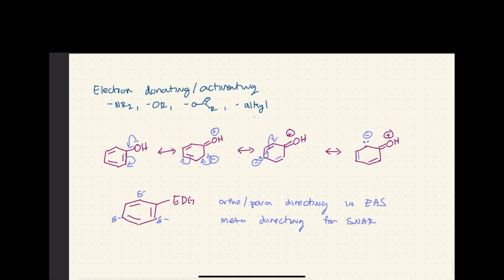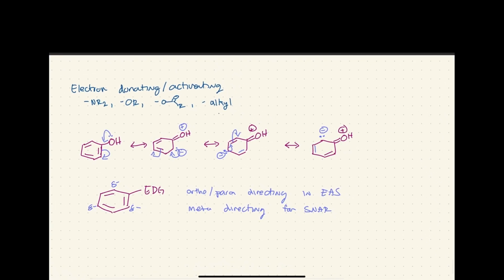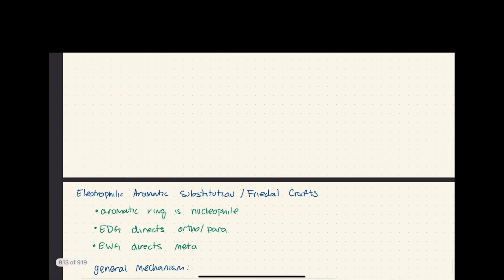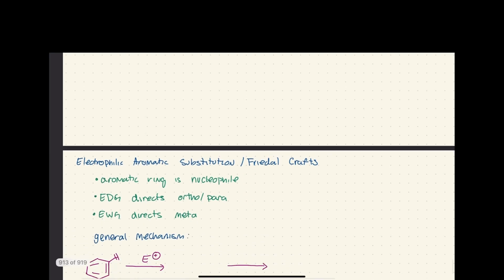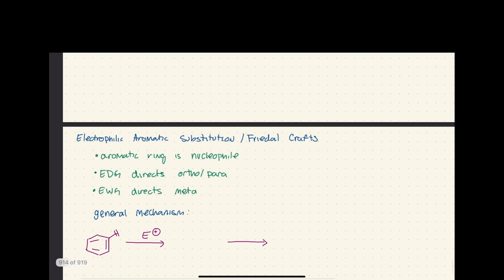Let's look at what this means for reactivity. We're going to start with the electrophilic aromatic substitution. This is also the Friedel Crafts. Here, the aromatic ring is a nucleophile, and we saw that the electron donating group directs ortho-para, and the electron withdrawing group directs meta. So let's look at a general mechanism.